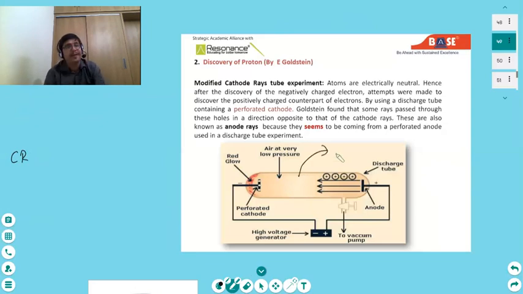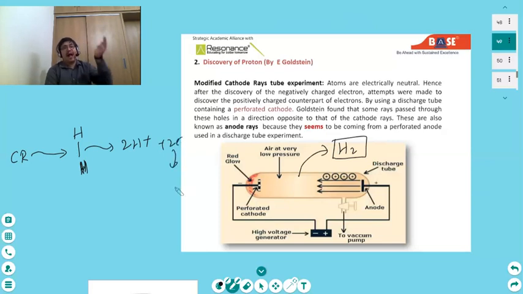Inside this, he used many types of gases: hydrogen, helium, argon, etc. Suppose the best result he got was using hydrogen. Cathode rays are negatively charged and have mass. When this cathode ray moves at high speed, it hits the bond between the H2 molecule. The bond breaks and you get 2H plus and 2 electrons. These 2 electrons add to the cathode ray. Suppose the cathode rays produced from the cathode were 10; these 2 electrons add there and make it 12. So this becomes part of the cathode ray.